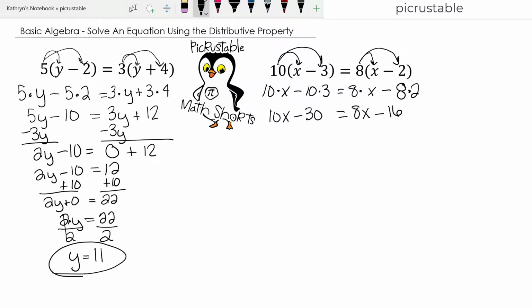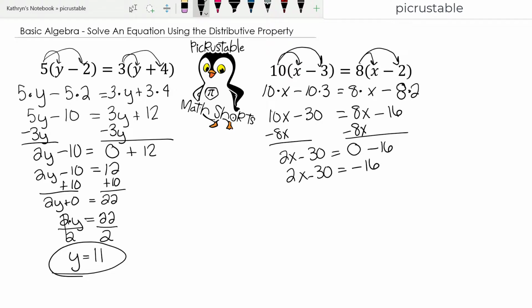I like all of my variables on the left side and everything else on the other side. So I have a positive 8x. I need to get rid of that. So the opposite of adding 8x is subtracting 8x. So that's what I'm going to do. We're going to have 2x minus 30 equals 0 minus 16. Or if you didn't write the 0, this is what you'll have. 2x minus 30 equals negative 16. Either way, we're perfect.